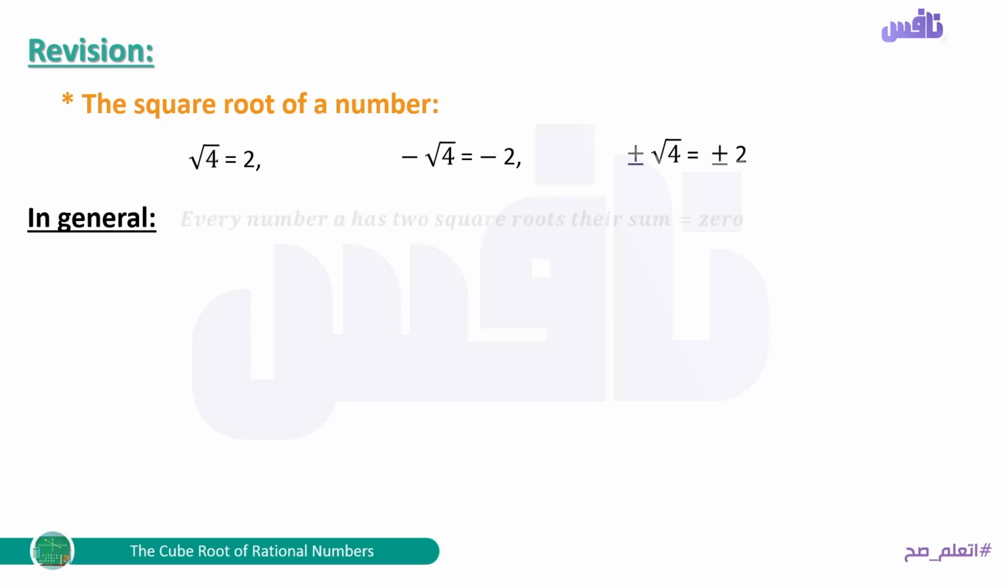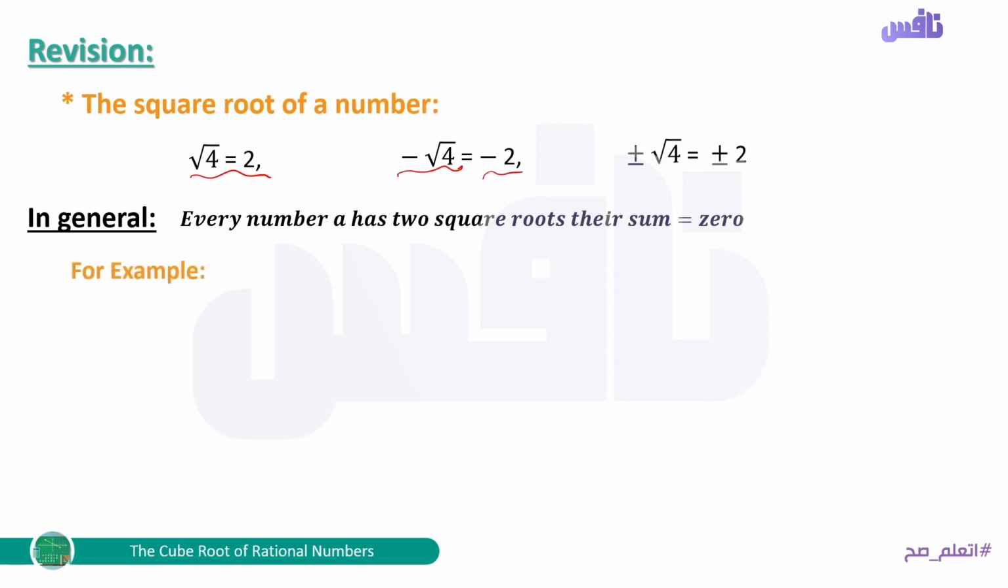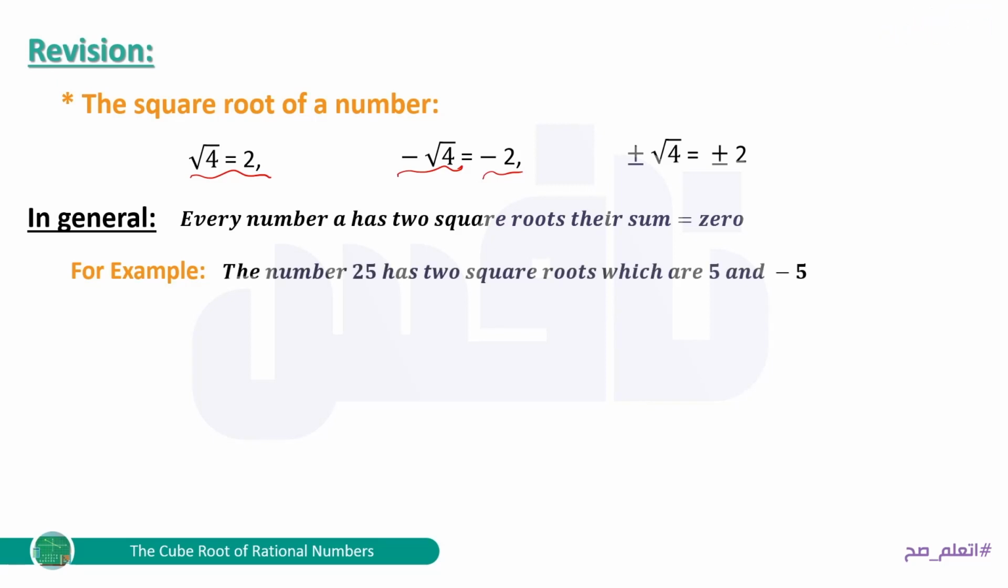So in general, every number A has two square roots. Their sum equals 0. As you see, the positive square root of 4 equals 2. The negative square root of 4 equals -2. 2 plus -2 equals 0. Okay? For example, the number 25 has two square roots, because square root 25 equals 5 and the negative square root 25 equals negative 5. And by finding their sum, 5 plus negative 5 equals 0.